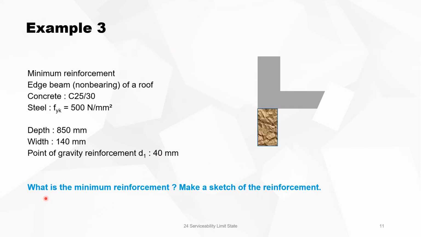The question is, what is the minimum reinforcement for this beam? And make a sketch of the reinforcement. We use first crack control. Kc, it's not bending, it's pure tension, because it's pure tension caused by restraint deformation. When the beam is poured, it's on top of the masonry, which will restrain the hardening of the beam. So we use pure tension here as a load case.